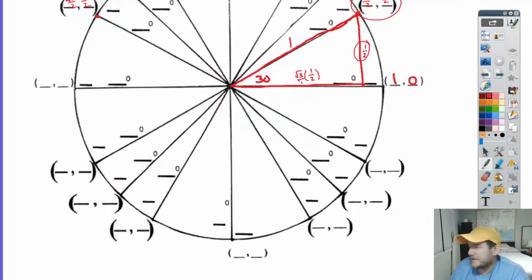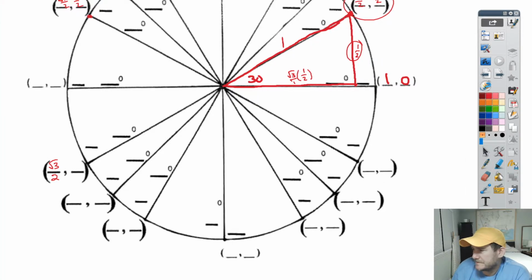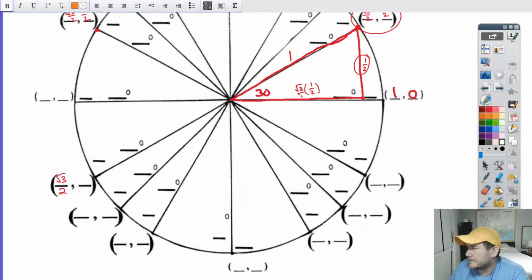If I bounce it down to the 30-degree reference angle in this quadrant, it's going to be √3 over 2. Do you think this was meant to be a fraction bar, or do you think it was meant to be a line? I don't like the looks of that. I like it as a line. Turn that off. Can't turn that off. Turn that off. I can't undo anything.